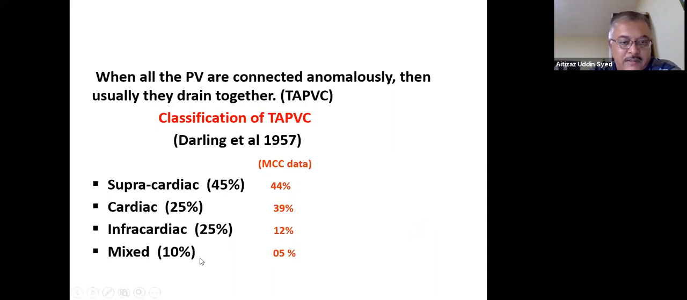And then there is a mixed variety, where the infracardiac combined vein will travel below the diaphragm and join a systemic vein there. Sometimes it joins the hepatic veins, or the other gut veins, which are part of the gut venous system. And they can be mixed. By mixed, we mean some of the veins joining in a supracardiac manner, and some going infracardiac, one or two going cardiac. So a mixed variety is also there. That makes this lesion quite interesting.